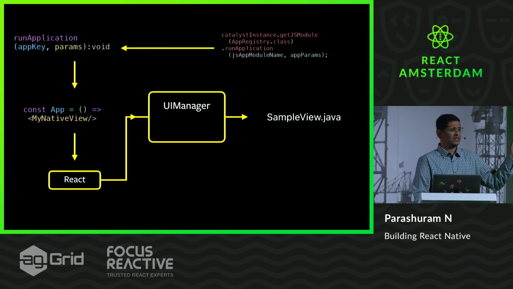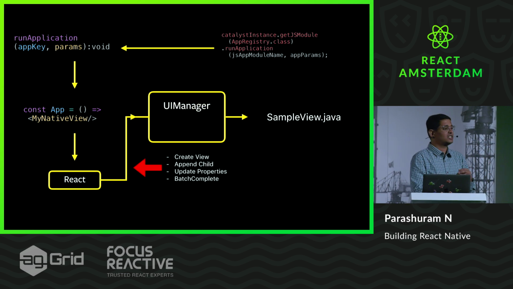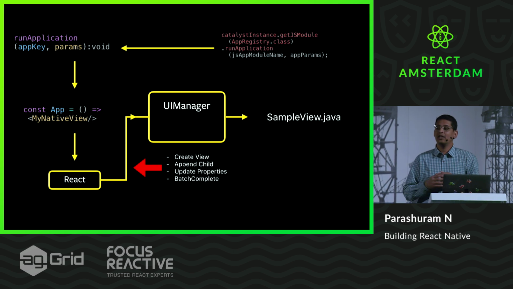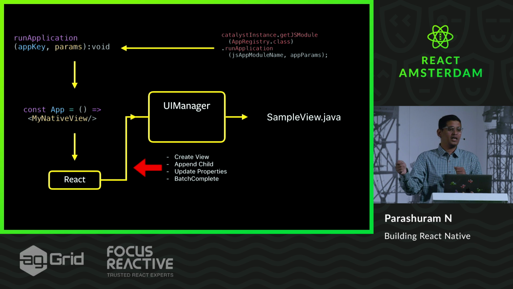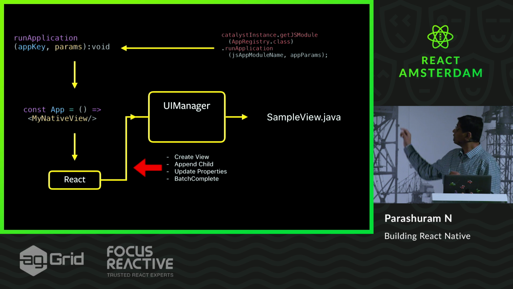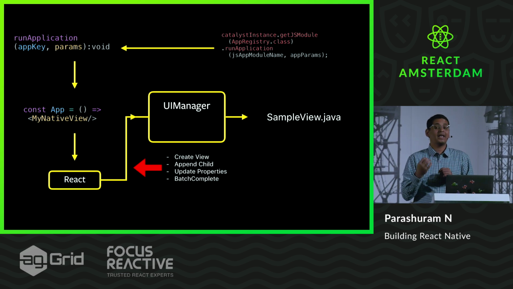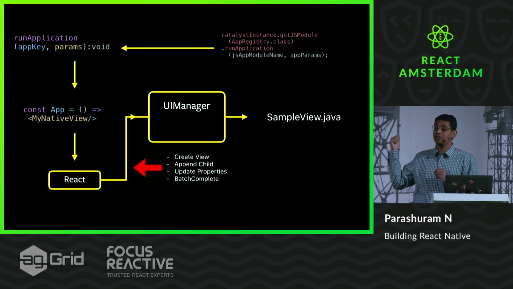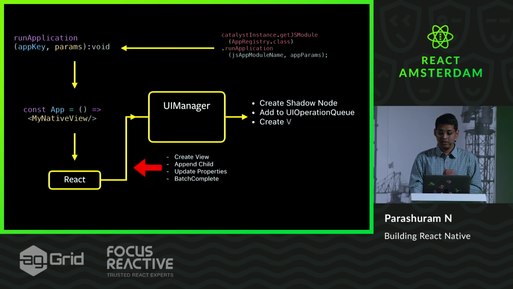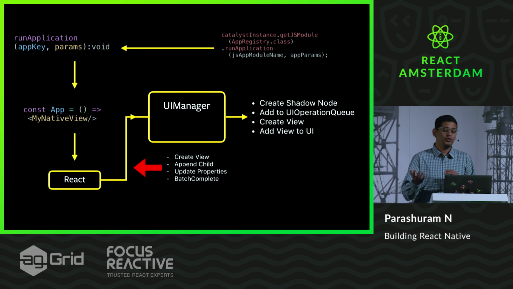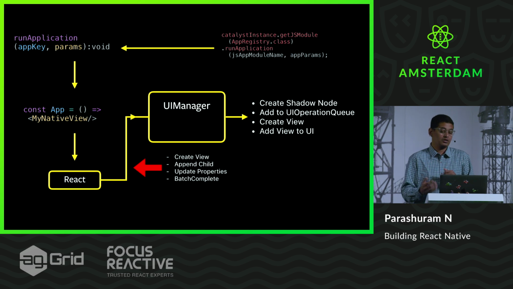Whenever someone says React reconciler, this is where the React reconciliation happens. What React tells the UI manager is things like, hey, go create a view for me, or go append a child. You know, the tree diffing stuff. Turns out that all of these functions can actually use JSI. They don't really have to go through the bridge, which also means all of this can be synchronous. What that means is all of the operations regarding creating a shadow node or creating a view or adding it to the view can actually be synchronous.